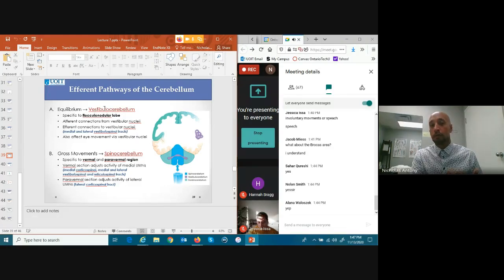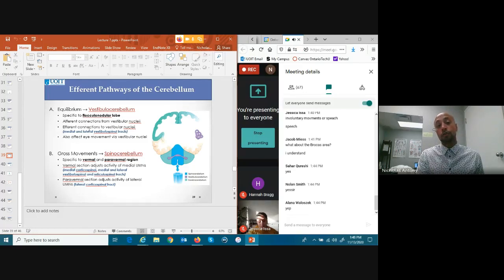Vestibular is for like equilibrium. So this is responsible for equilibrium, and that's specific to the follicular nodular lobe right here. Now, the connection of this area is going to be with the medial and lateral vestibulospinal tracts. Remember those upper motor neuron tracts for coordinating our body in response to gravity? So our head movement and then our body contracting the extensors when we're standing.